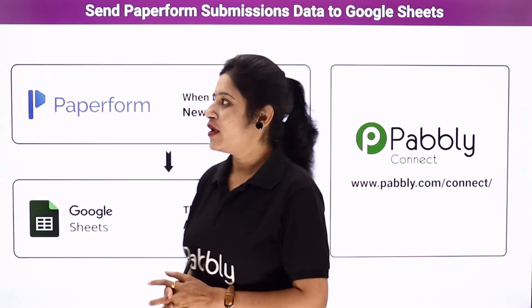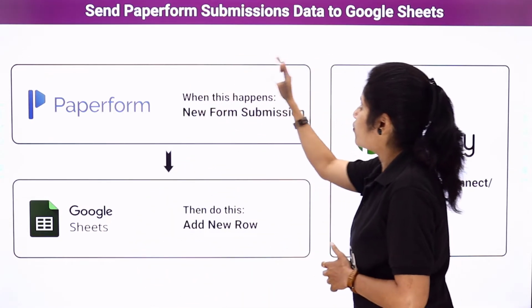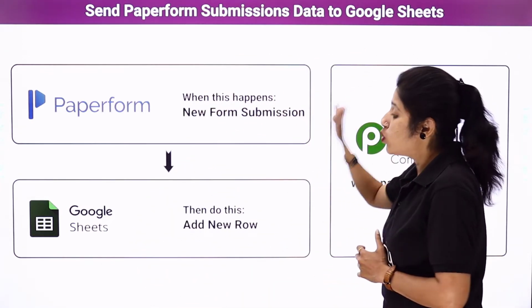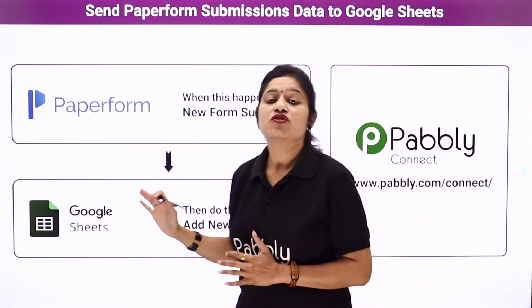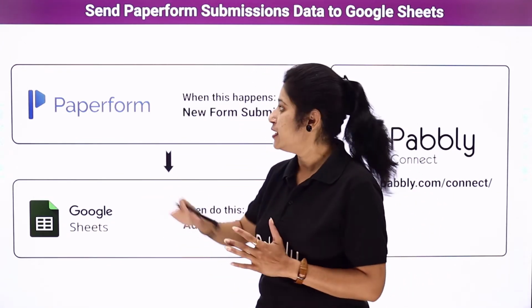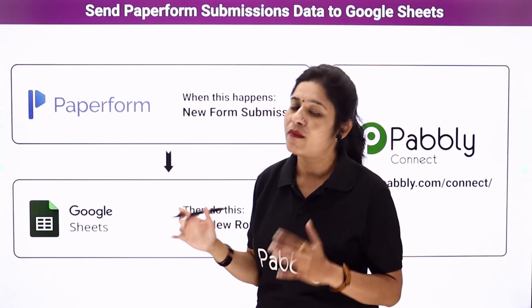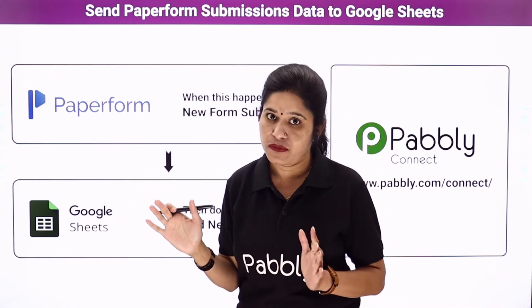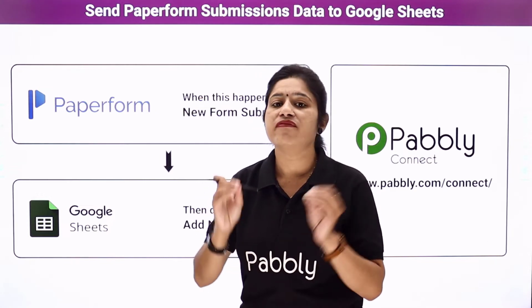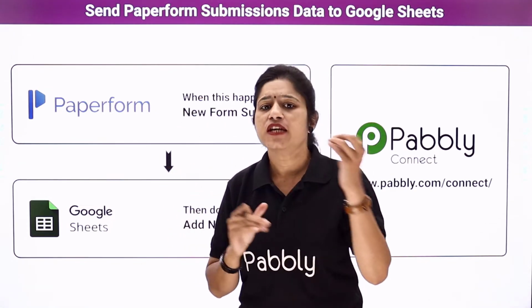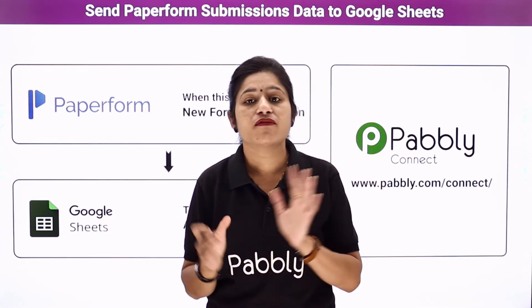In this video, we are going to learn how you can send Paperform submission details to your Google Sheets automatically. So the idea here is that you have created a form using Paperform. The form can be a contact form, a sign up form, a registration form or any kind of form. So you have created a form and you have embedded it on a website or you have shared that particular form with your customers to get the form filled.